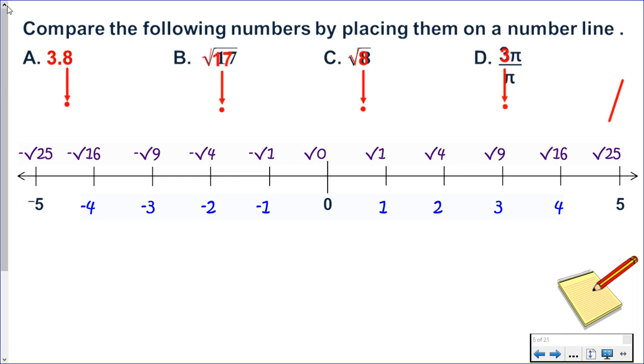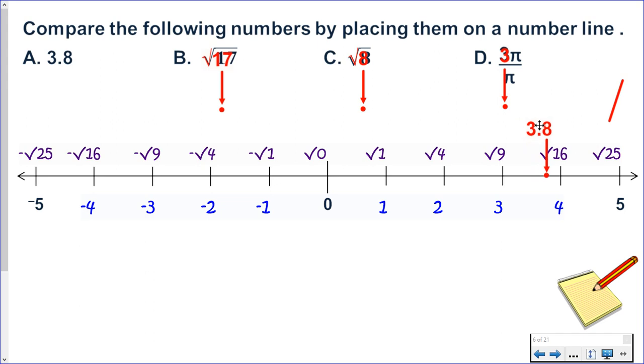All right, so let's begin to compare these numbers. So where would 3.8 be on the number line? I want to know, is it bigger than square root of 17? Is it less than? I'm not sure. So I'm going to place it on the number line between 3 and 4. Because it's 3.8, it's going to be closer to 4.